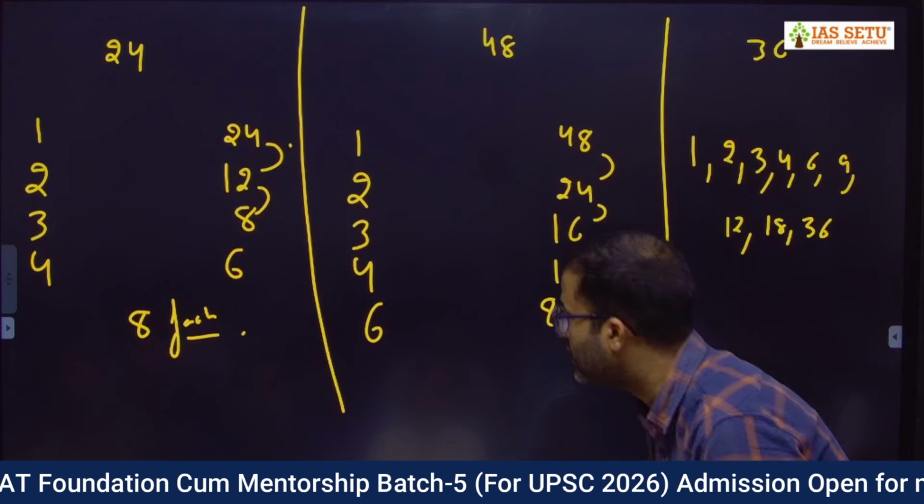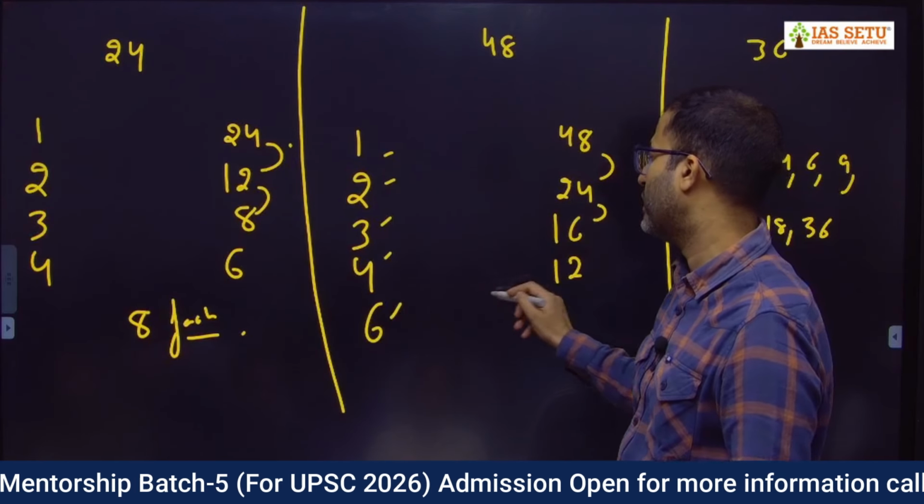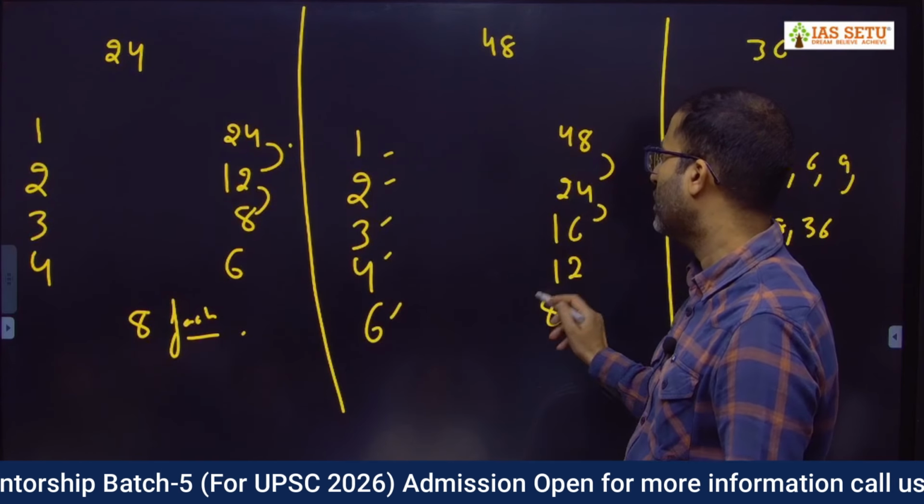So 48 has how many factors? 1, 2, 3, 4, 5. 5 plus 5, 10. 48 has 10 factors.